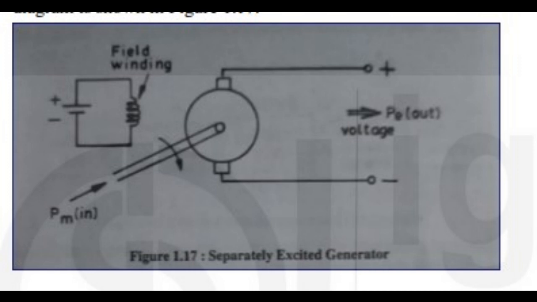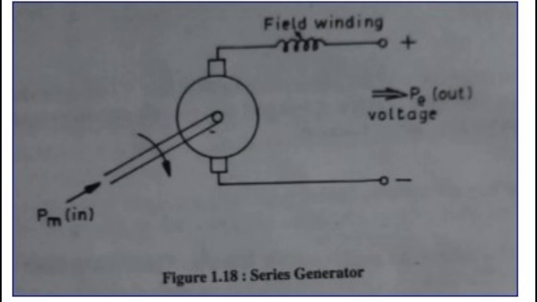Self-excited generator. In this type of generator, the field winding is excited by a part of the current generated by itself. On the basis of the connection of the field winding, self-excited generator can be classified as A. Series generator, B. Shunt generator, and C. Compound generator. A. Series generator. In this type of generator, the field winding is connected in series with the armature as shown in figure 1.18. Look at the screen.